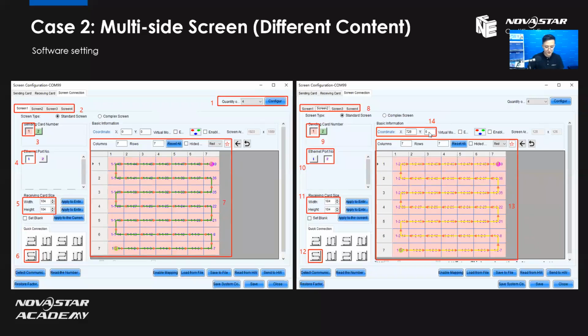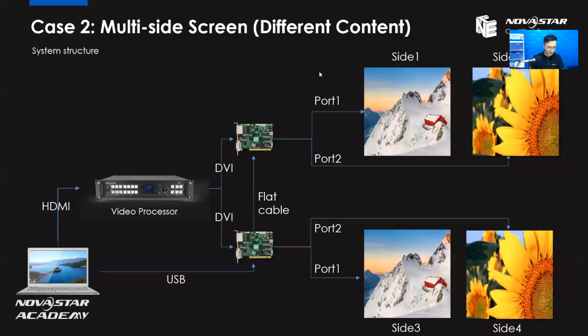I'm not sure that any one of you already know the answer why I set the coordinate size as 728. So I give you the answer, because like I mentioned here, we want to show different content. Like here, side 1 is showing this content, side 2 is this content, but they're using the one sending card. But this and this is same, right? So now we need to change the coordinate to make the video source be different. All right. I hope you can get my answer.